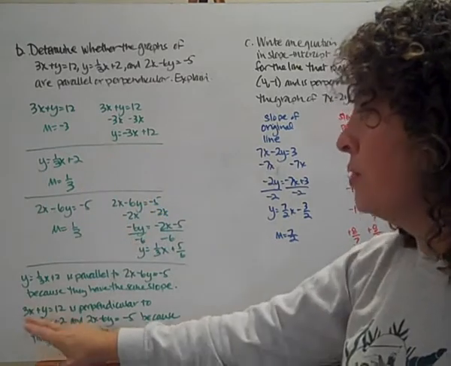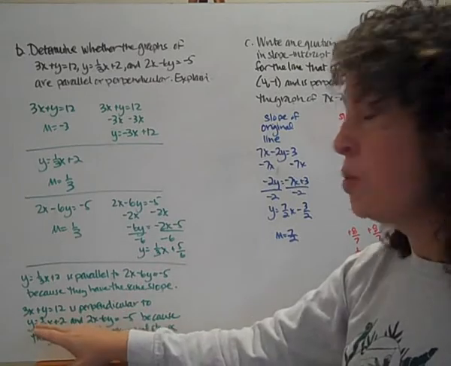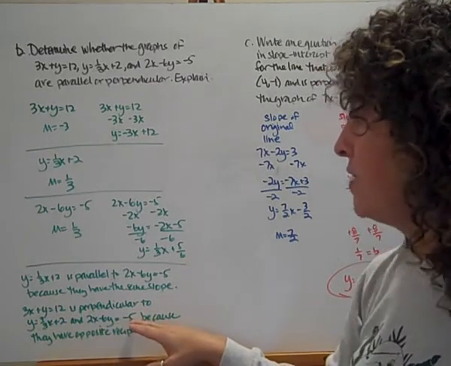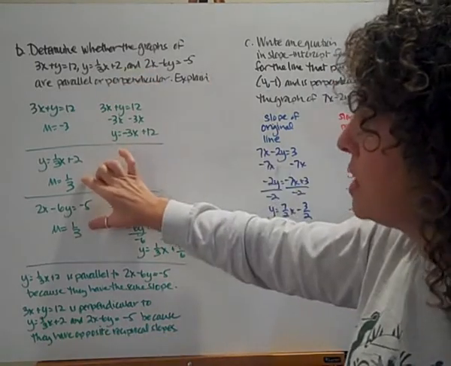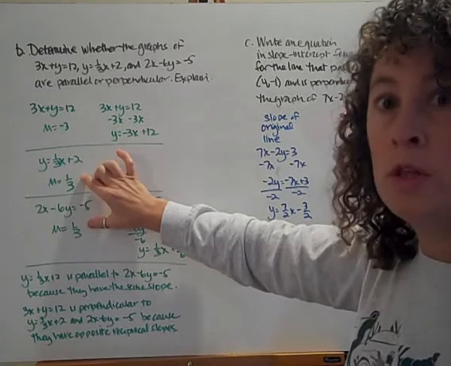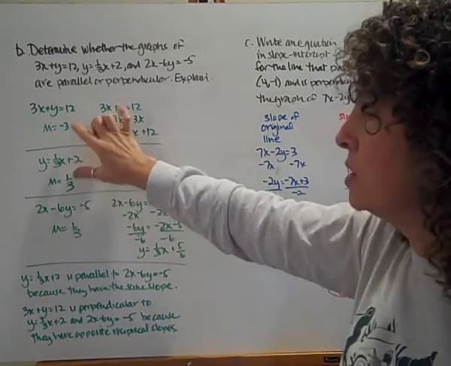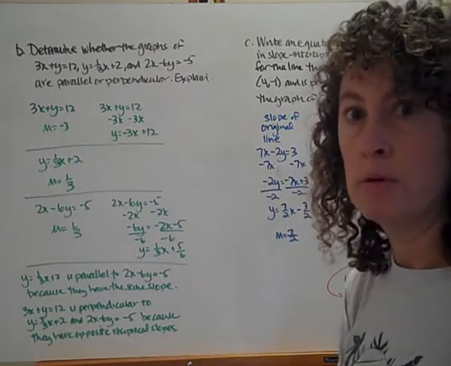I also know that 3x plus y equals 12 is perpendicular to y equals 1/3 x plus 2 and 2x minus 6y equals -5 because they have opposite reciprocal slopes. So notice that the reciprocal of 1/3 is 3. The opposite of the reciprocal would be -3. So these are perpendicular to each other because they are opposite reciprocals.